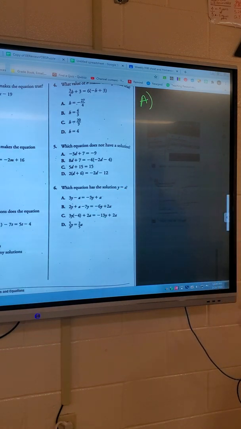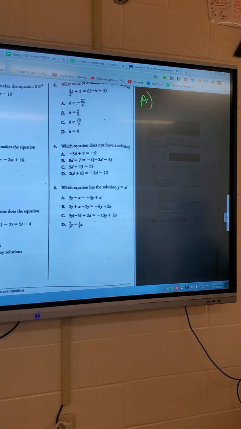I can just look at number 6 for a minute and look at answer choice A. How do I know that has no solution? Nope. Because it's a negative 3y on the right and a positive 3y on the left. No, that one doesn't have no solution. I'm sorry. That one may have to be worked all the way out.